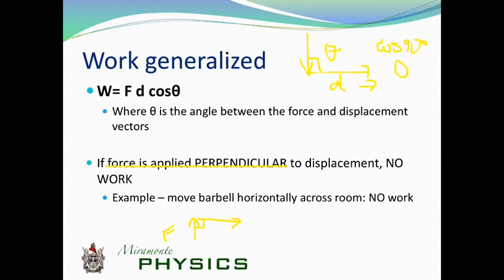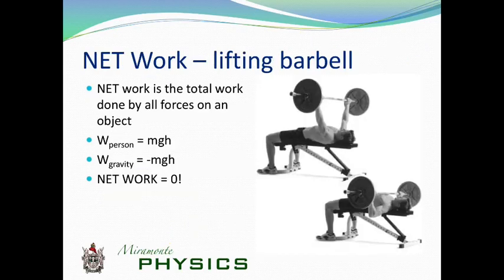Now there might have been a little work to move it to the right, but that force of holding it up, which is opposite the gravity force, is not going to be doing any work. Okay, so what is the net work in lifting a barbell? When I say net work, I mean what are all of the things that are applying forces to the barbell? How much work do they each do?